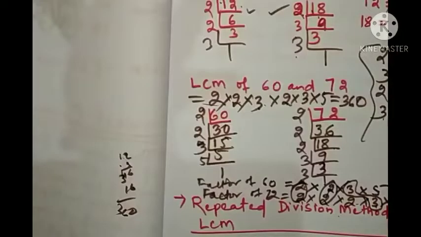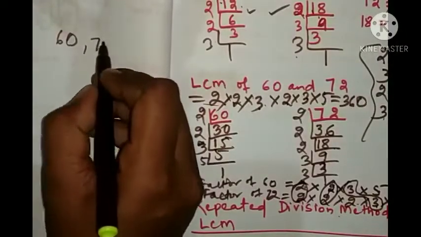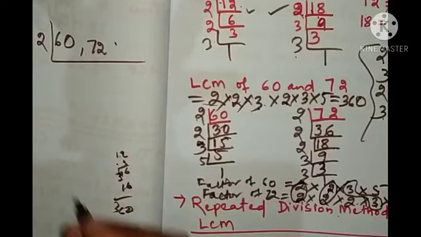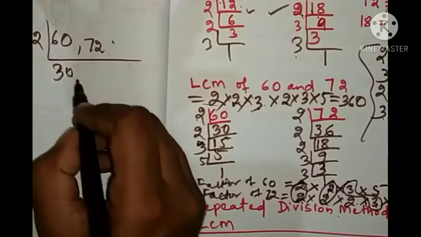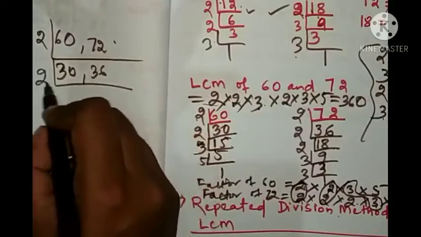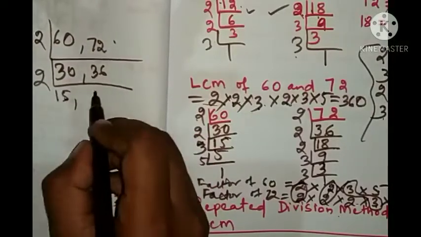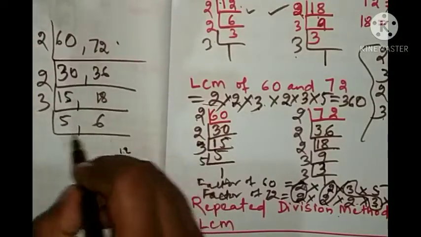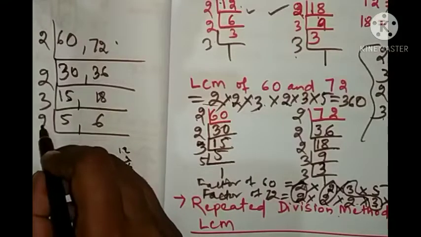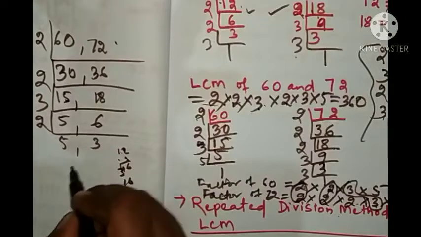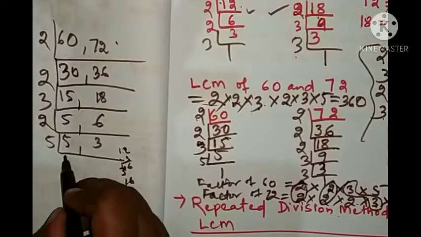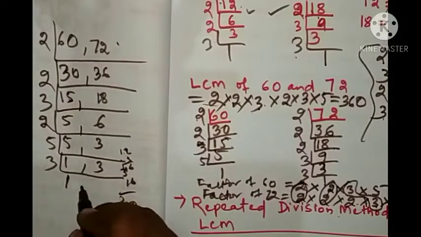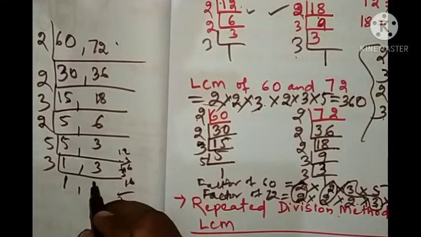Let's see. All right, 60, 72. So first we will divide by the prime number 2. 2 30s are 60, 36, then 2 15s are 30, then 2 18s are 36, then 3 5s are 15, 3 6s are 18, then 2 3s are 6, then 5 1s are 5, 3, then 3, 1, then what will you write? 3 1s are 3.